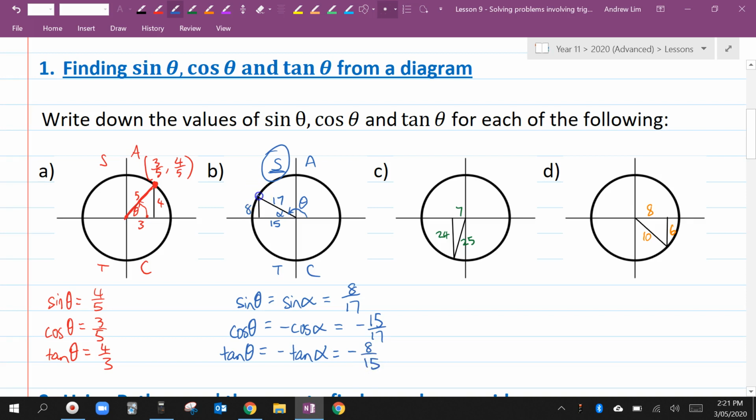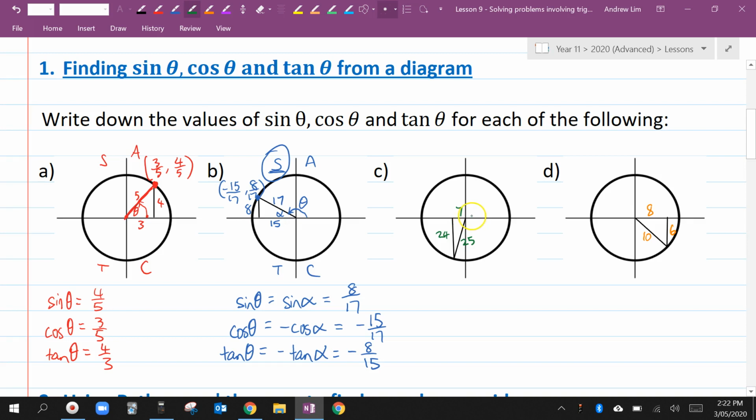Okay, so that means if I want to work out what the coordinates are of that point, the coordinates of that point here are cos theta, sine theta. That's the coordinates of that point. Alright, maybe pause the video, have a go with C and D yourselves, and when you're ready to check your answers, just continue playing the video.